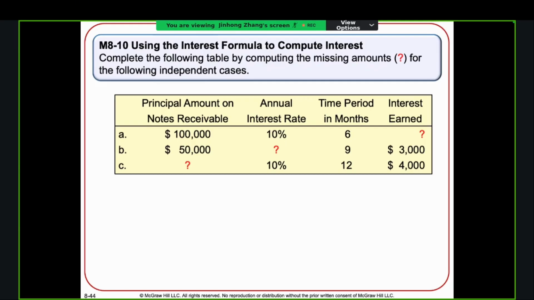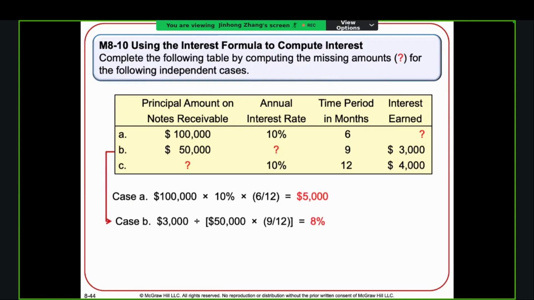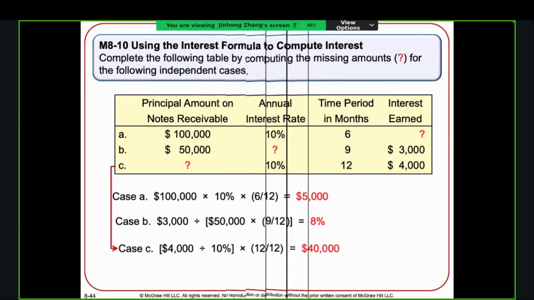Using the interest formula to compute interest, complete the following table by computing the missing amounts. The principal times the interest rate, and because this is annual, this is 6 divided by 12. That's the interest earned. This is the formula, always the formula. And whatever is missing, you can solve for. I guess you learned this math in junior middle school, right? These are simple maths. You can calculate these numbers.